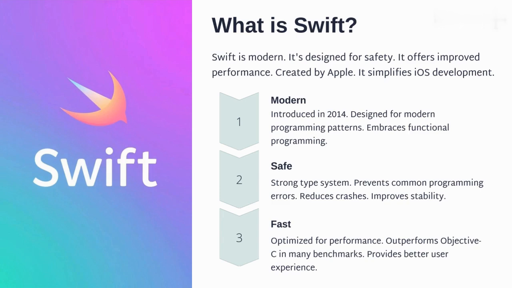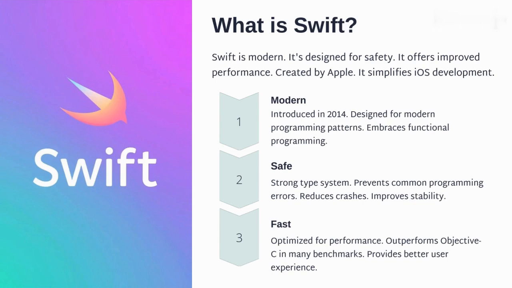On the other hand, Swift is the newer, modern language introduced by Apple in 2014. Swift is designed to be easier to read and write with a clean and simple syntax. It's fast, efficient, and safe to use, with built-in features like optionals and type safety that help prevent common coding errors.